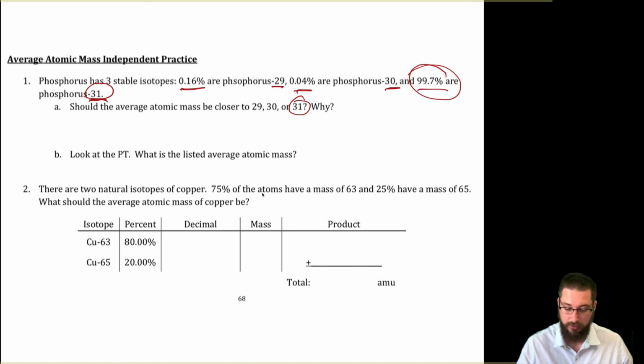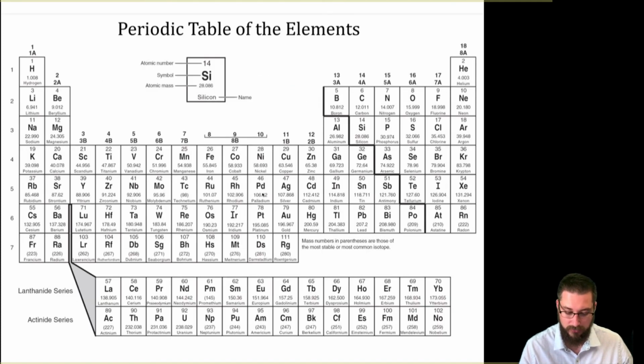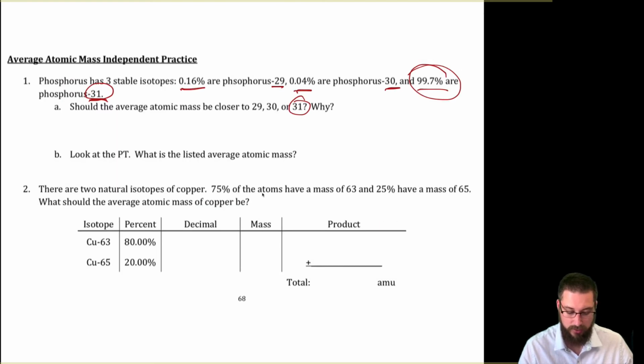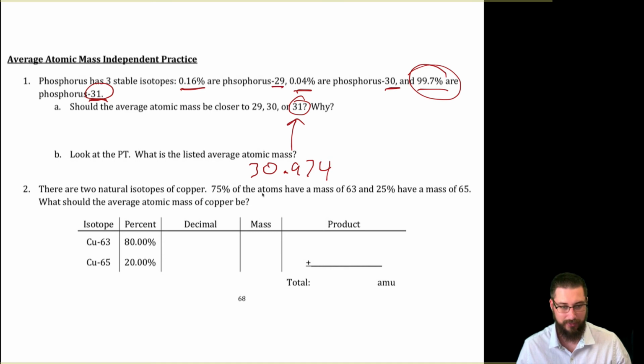And if you take a look at the periodic table, phosphorus's average atomic mass is 30.974. It says, what is the listed mass? It's 30.974, which is closest to 31. So that makes a lot of sense.